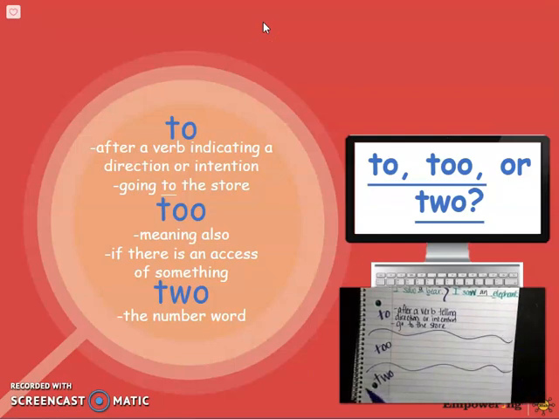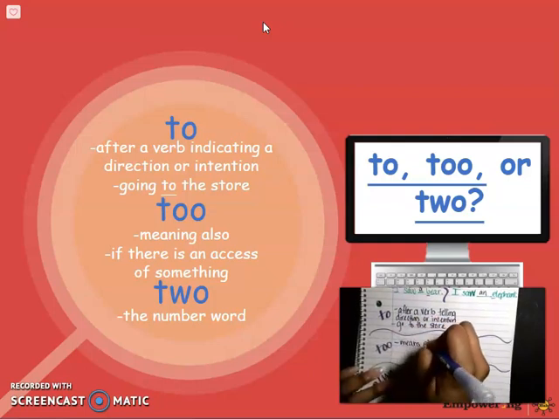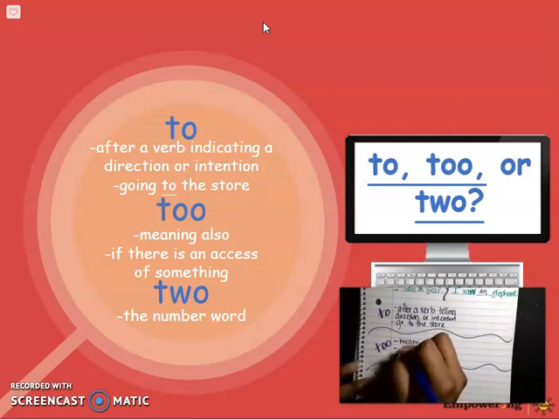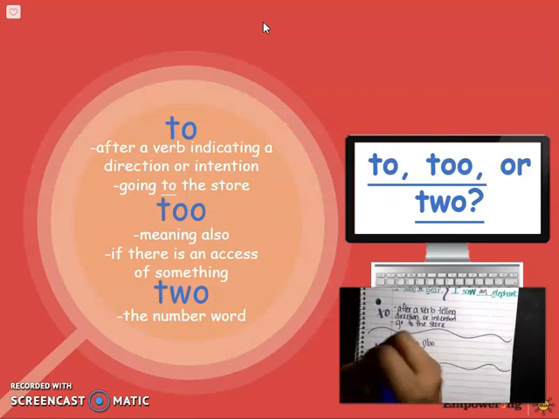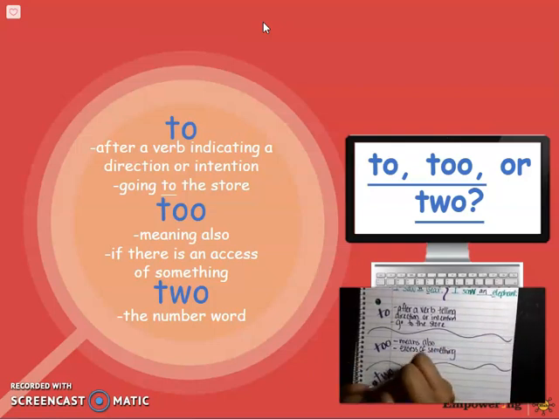Okay, for too, T-O-O, it is the same as also. So it means also. Like, I want to go to the store too. Like you also want to go. Or it could mean if there is an excess of something, like you have extra of something. Like if you are playing too much, that would be T-O-O. And then the last one you all know very, very well is the number two.